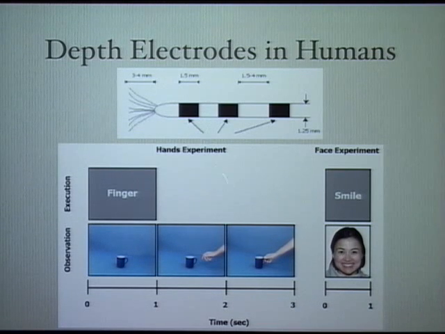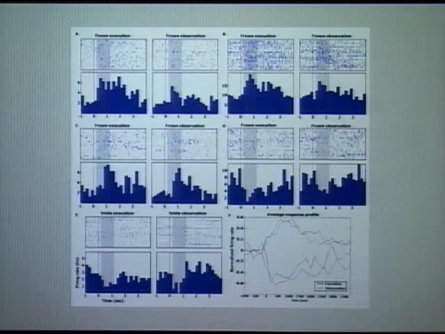And then they also do facial expressions, in this case, smile or frown, for the execution part of the task. And then in the observation part of the task, they watch these grasping actions or they watch facial expressions. We also have control conditions in which we show the words and we ask the patients not to do anything, just to check whether or not the same cell fires for just watching the command. So these are the basic conditions, the idea of looking into mirror neurons for grasping and mirror neurons for facial expression.